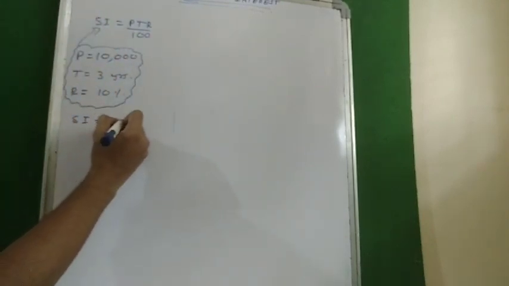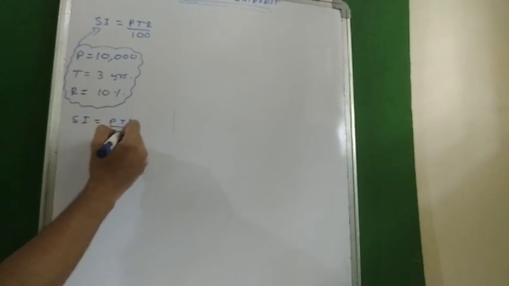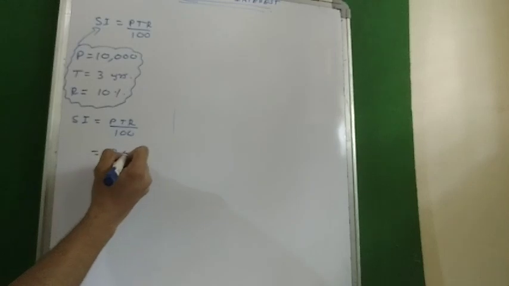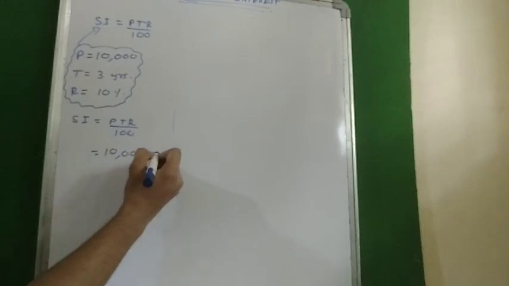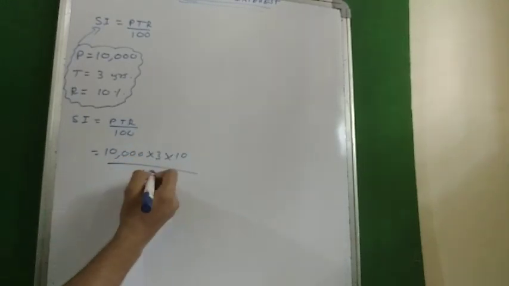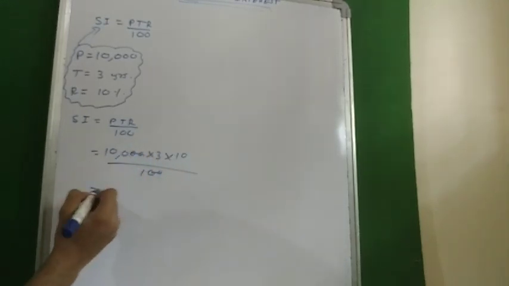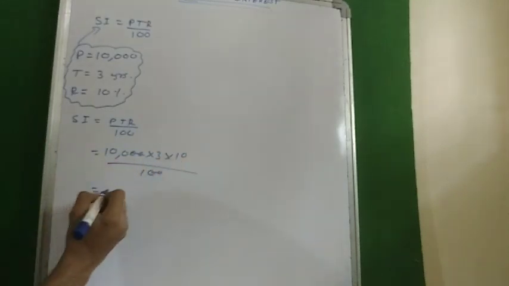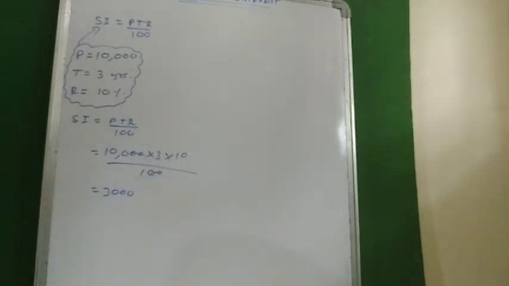It is P T R upon 100. Yes, I have already written it earlier. So what is the principal? It is 10,000. What is time? We have 3 years, and the rate is 10 upon 100. So 0 cancel. We have 100 into 3, 1000. 1,000 into 3, it is 3,000. Okay. So the interest is 3,000.